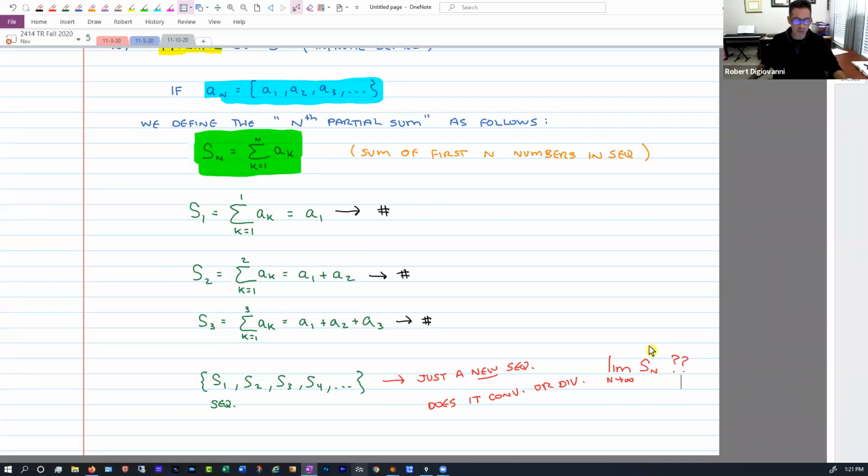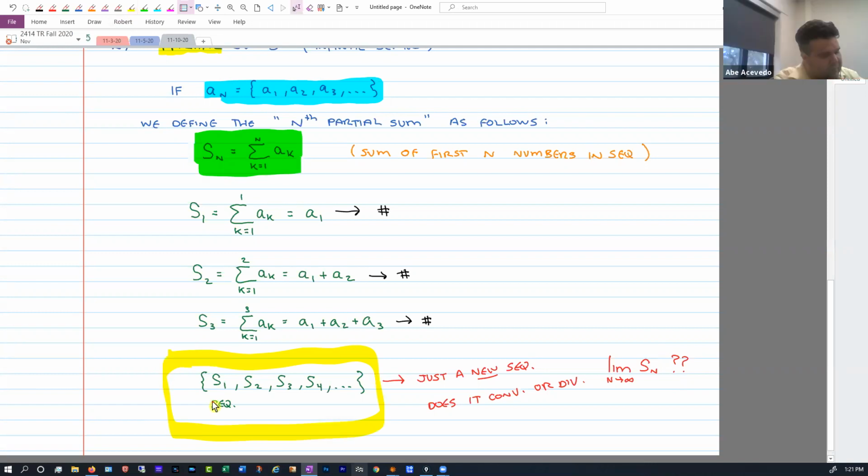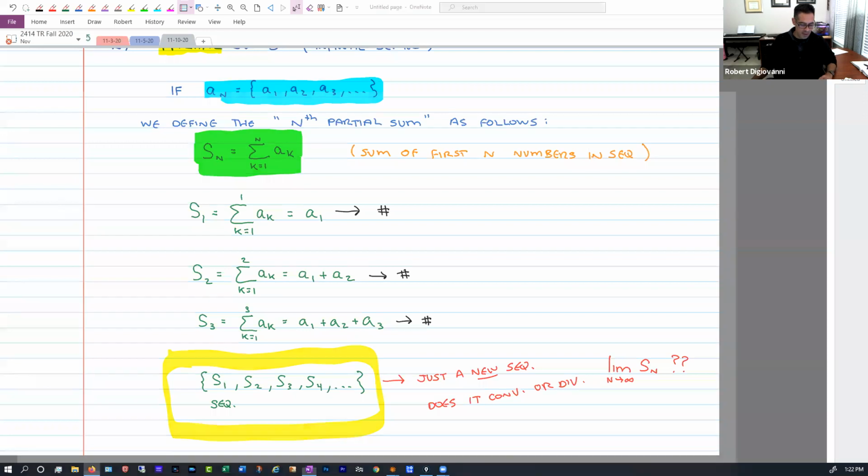Yeah. So since this is a new sequence, this is just a new sequence. Since this is a new sequence, everything that we've already talked about in terms of sequences applies to this sequence. All the rules that we have for sequences are valid for this. The thing is, the numbers in this sequence have a meaning to them. They are the sum of the numbers in another sequence. So let me try and illustrate this visually, okay?